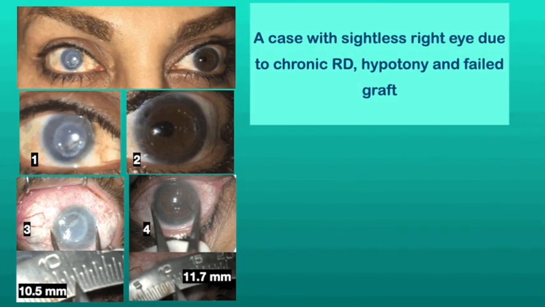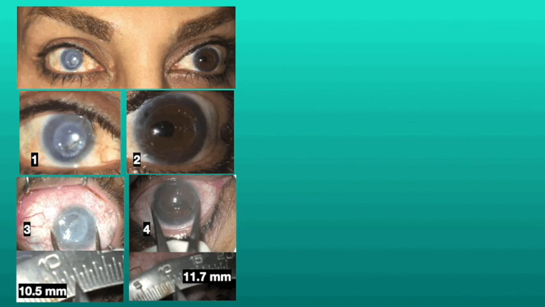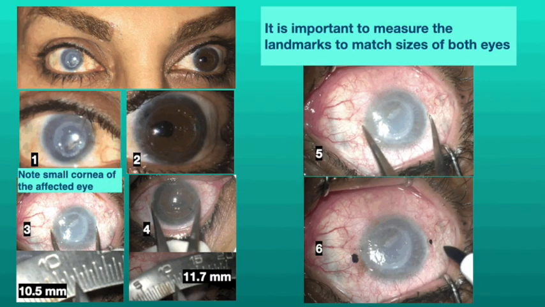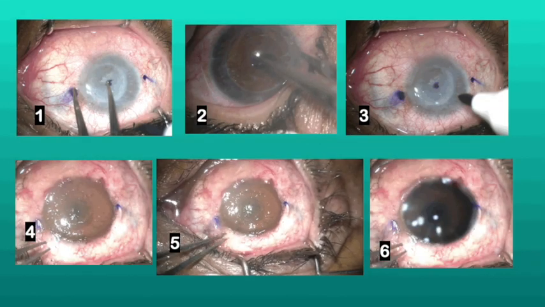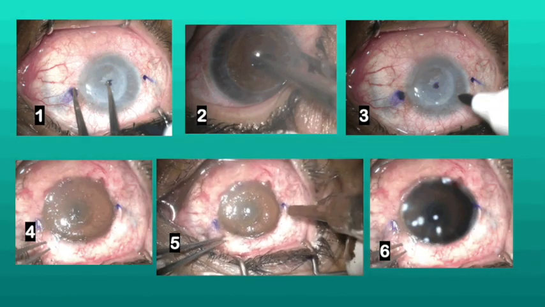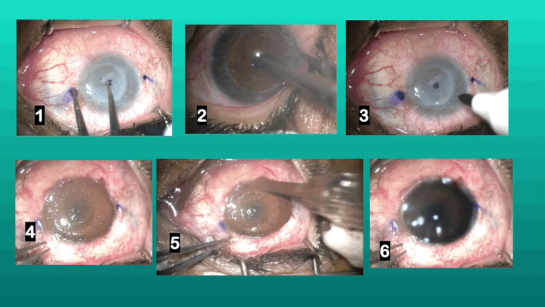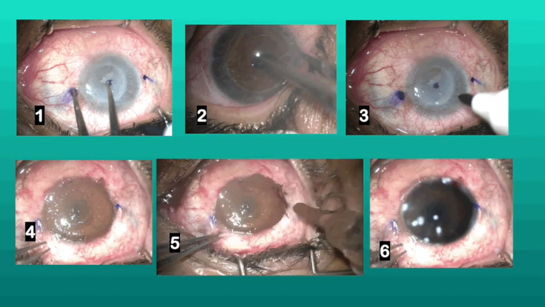This is a case with a sightless right eye due to chronic retinal detachment, hypotony and failed graft. As was mentioned earlier, it is important to measure the landmarks to match the sizes of both eyes. It is evident that the cornea of the affected eye is smaller than that of the fellow eye. Automated manual keratopigmentation resulted in a favorable outcome in this case.